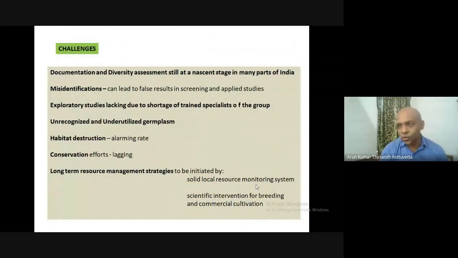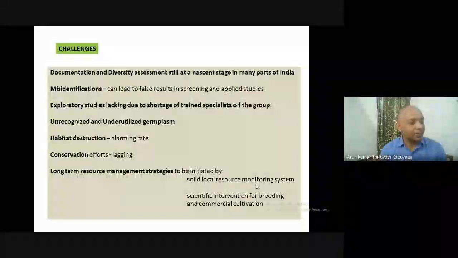Of course, we also have some challenges that we face, because documentation of diversity is still at a nascent stage in many parts of India. There are many misidentifications that actually happen, and this is one area we all should be concerned about, because identifying a taxon accurately is very important in order to utilize it from a biotechnological perspective, from an applied perspective.